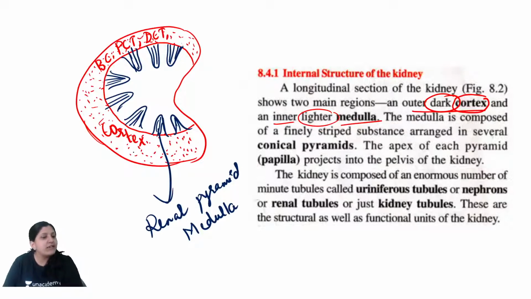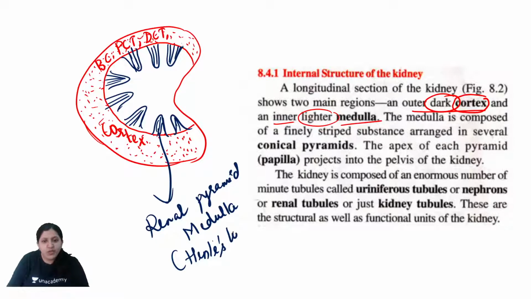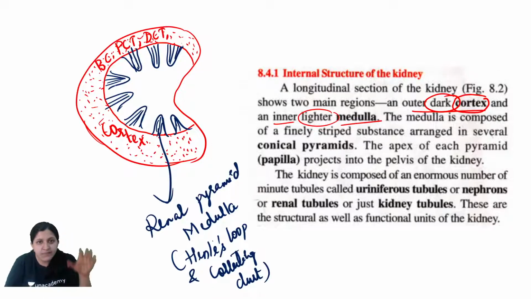So what exactly will the renal pyramid have? You will have this line-like appearance, and that is mainly because of the Henle's loop, and also the collecting duct, where the urine is collected. So both of them together are giving this appearance, the striations or line-like appearance in the medulla region. So in the medulla region, you see these lines, right, and the lines are basically of Henle's loop and the collecting duct.